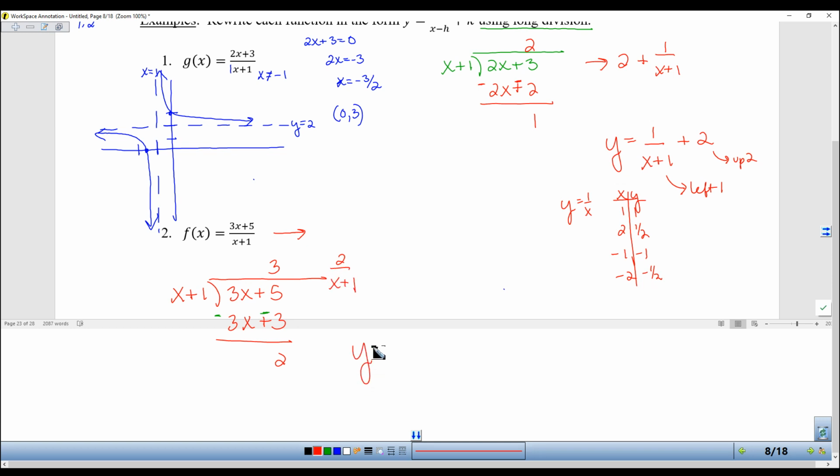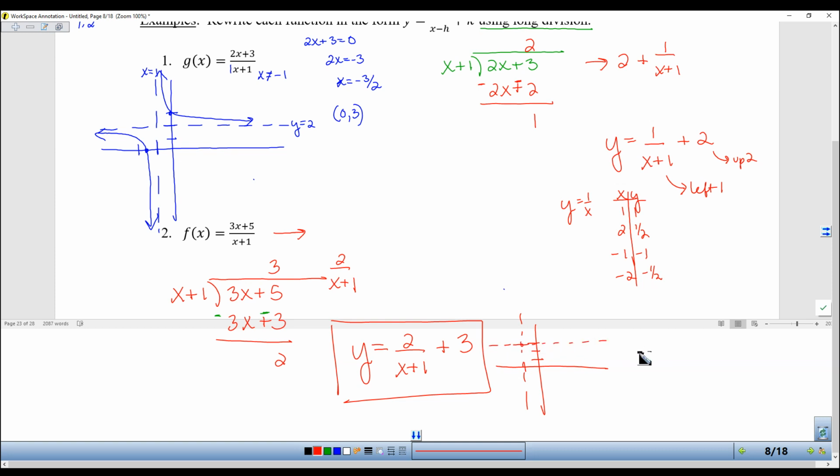But to rewrite this, I'm actually going to write the remainder first, and then write plus 3, which is a little backwards, but it puts it in the form that is good for somebody to see, oh, this has just been moved up 3 and again to the left 1. So you could get your asymptotes that way. And then when you made your table, you just have to remember to use 2 over x. Like, don't use the 1 and the 3.